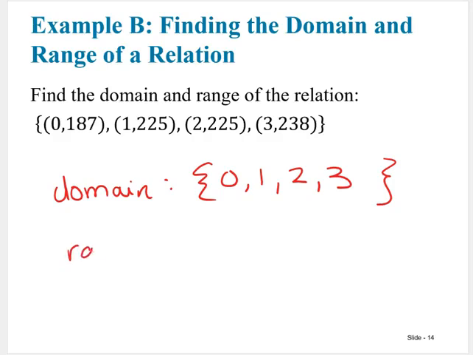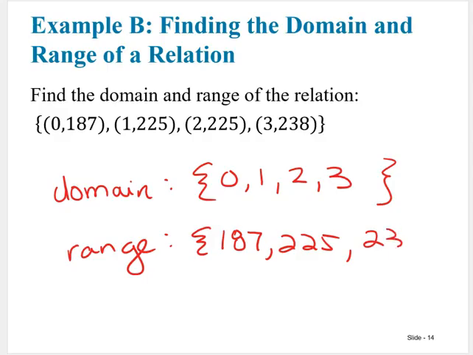And then let's go over the range. The range will be the second component, and we have 187, 225, notice the next one is also 225. If you have a repeating component, you do not write it. And the last is 238. All right, so there we go. That is our domain and range for that relation.